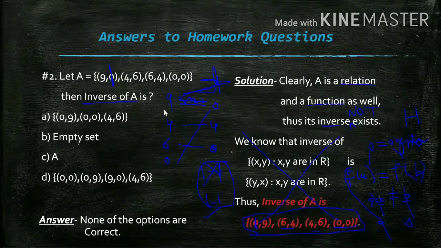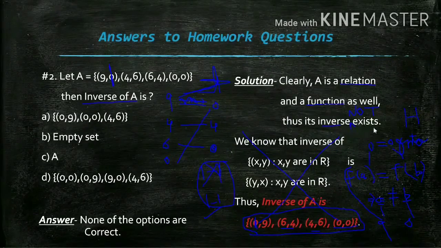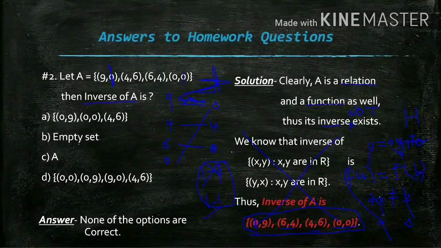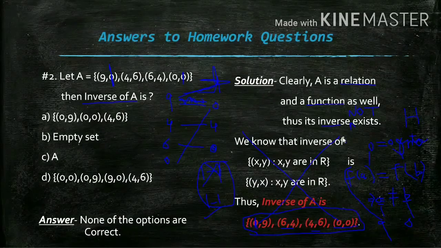Clear? So its inverse does not exist. In this question, if there is the pair (9, 0), then its inverse does not exist. If I just replace 0 by any number 1, then its inverse will exist. Or if I just map 0 to some other pair, then also its inverse will exist. So you need to verify these four things first: whether it's a relation or not, function or not, 1-1 or not, onto or not.